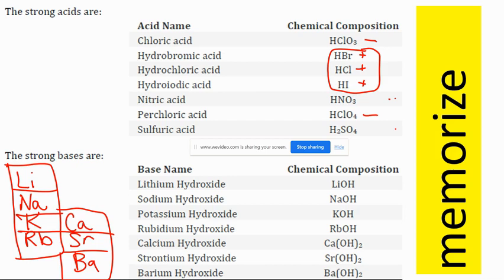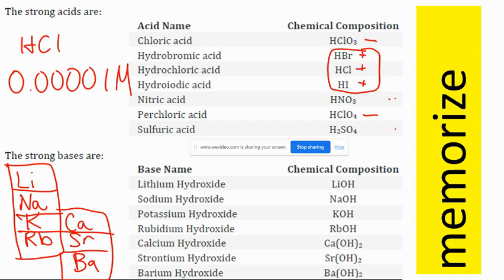There is a difference between a strong acid, strong base, and a dilute or concentrated acid or base. So HCl is always going to be a strong acid. But if you have like 0.00001 molarity, that's going to be very dilute, right? So very little. So this is going to be a dilute strong acid.